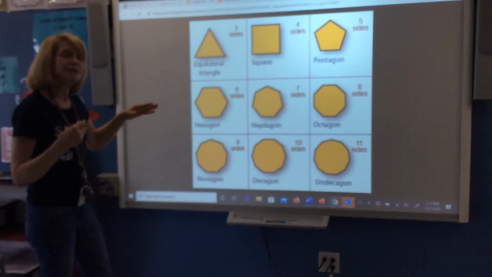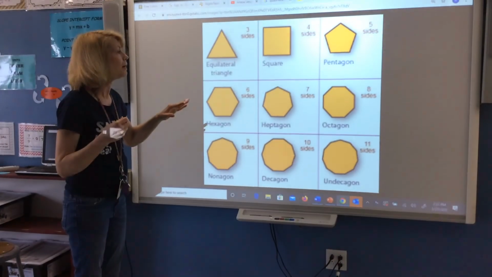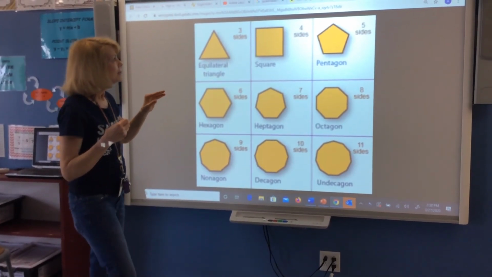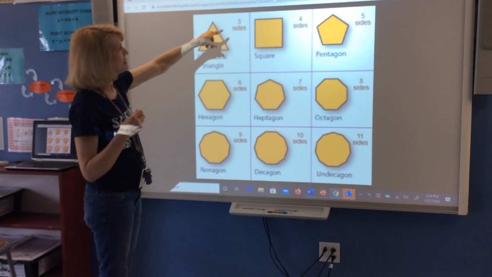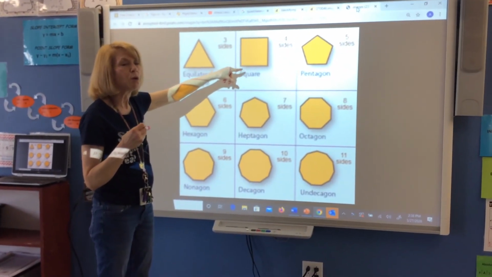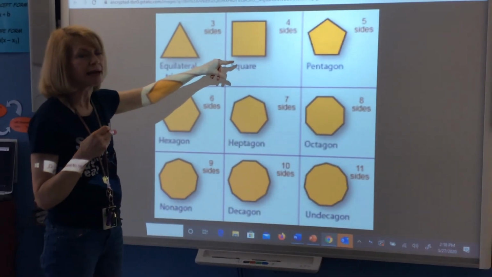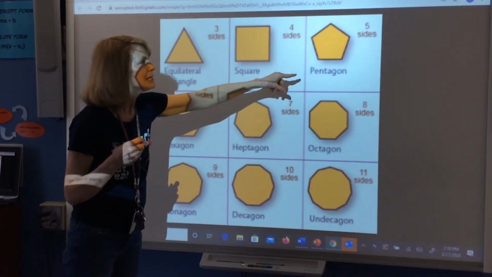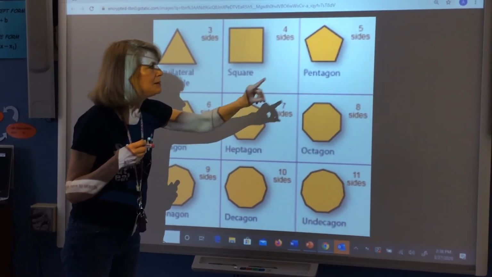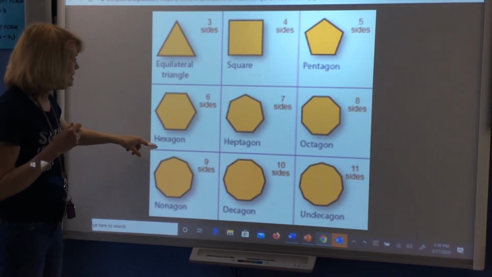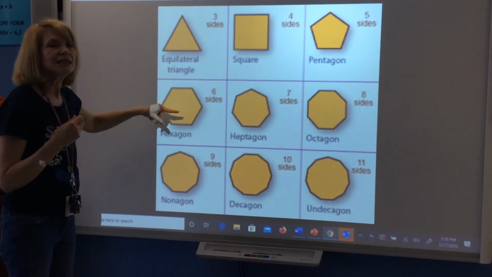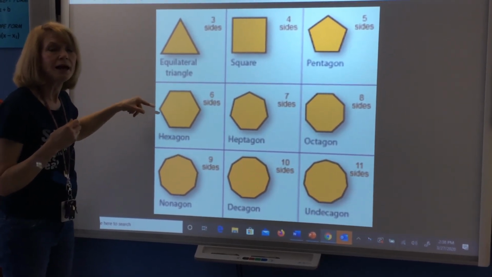These are some pictures of different polygons that you probably learned when you were in 5th or 6th grade. You've already studied triangles with 3 sides. 4 sides, it has a square. A 4-sided figure is a quadrilateral, and we're going to talk about quadrilaterals more in a minute. Pentagon, 5 sides. The prefix P-E-N-T means 5. Hexagon, 6 sides. H-E-X means 6.